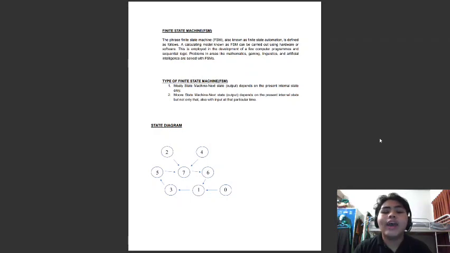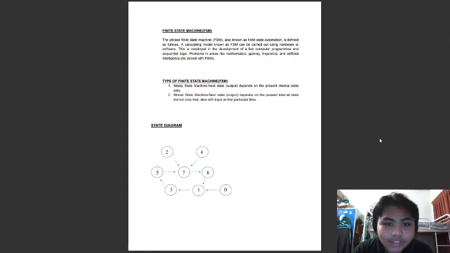There are two types of finite state machine. Number one is the Mealy state machine, where next state output depends on the present internal state only, and the second one is the Moore state machine, where next state output depends on the present internal state, but not only that, also on the input at a particular time.